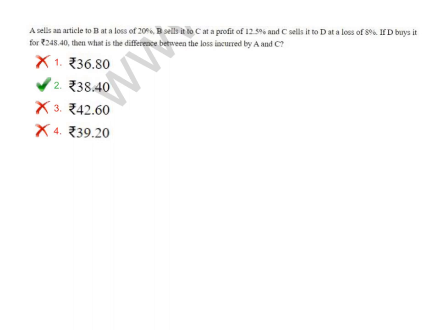Let A buy it for 100 and sell it to B at 20% loss, which means 80. B sells it to C at 12.5% profit. 12.5 means 1 by 8. 1 by 8 of 80 is nothing but 10. So increase it, 90. Now C sells it to D at a loss of 8%. 8% of 90 is simply 720 by 100, which is 7.2.